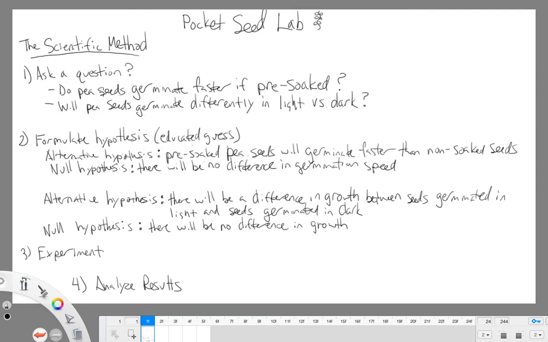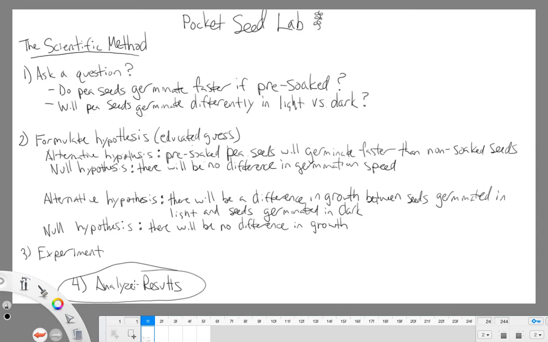Now for our experiment, we went over that. We soaked some of our seeds. We grew them under light. Some of them we grew in darkness, right? We had multiple treatments. And each day we measured the radicle and the stem length, and we collected our results. And now it's time to move on to step 4 here, and we're going to analyze our results.